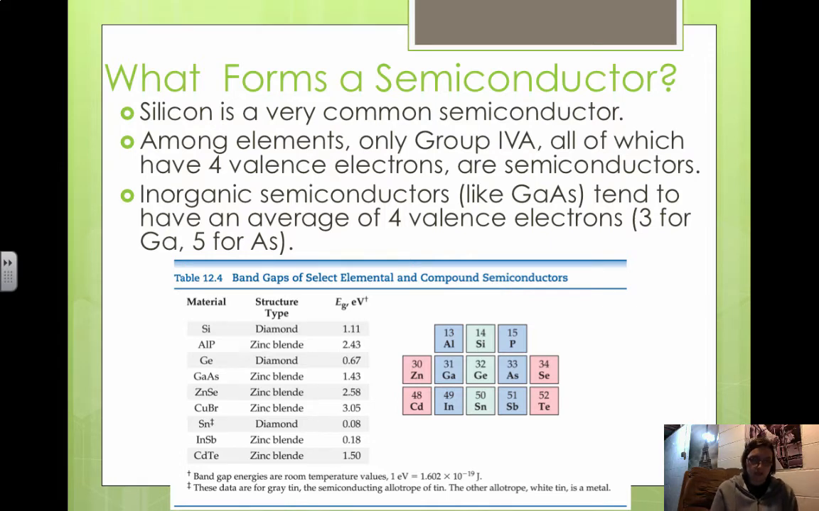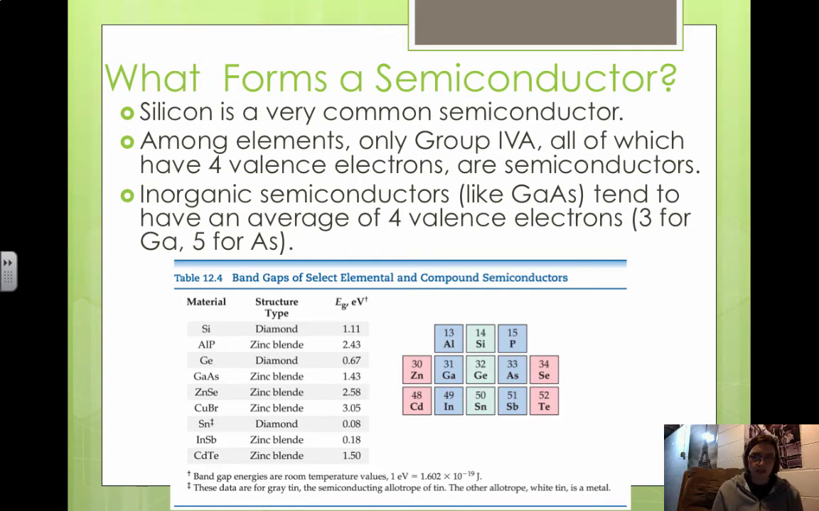The elemental semiconductors all come from group 4A. You could have typically silicon, germanium, sometimes tin. The compound semiconductors are those like gallium arsenide, GaAs. With compound semiconductors, the most important thing is that they have an average of 4 valence electrons per atom in the entire compound. So if you look at gallium arsenide, gallium has 3, arsenic has 5, but if you find the average, that's 4 valence electrons per atom.